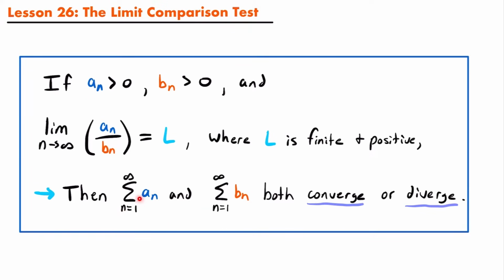So if we compare a sub n to b sub n and b sub n converges and the limit is equal to L, then our original series also converges. But if our comparison series diverges and this limit is equal to L, then our original series will also diverge. All right, and so that is the basic idea behind the limit comparison test. This test is going to be most useful for comparing complicated algebraic series with a much less complicated p-series whose convergence we already know. And so let's take a look at our first example of using the limit comparison test.